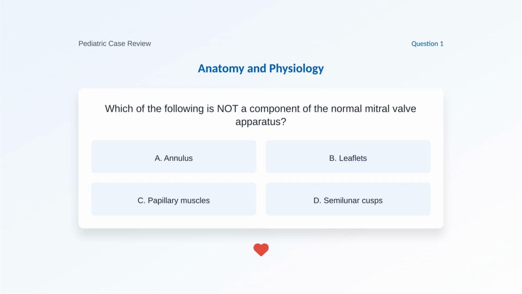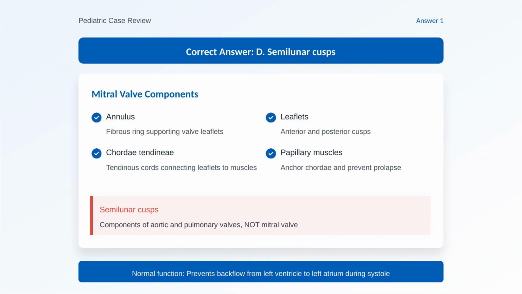This question tests your fundamental knowledge of cardiac anatomy, which is essential for understanding mitral regurgitation in pediatric patients. The correct answer is D. Semilunar cusps. The mitral valve apparatus consists of 4 main components: the annulus, which is the fibrous ring that supports the valve leaflets, the leaflets themselves, including the larger anterior and smaller posterior cusps, the chordae tendineae, which are tendinous cords connecting the leaflets to the papillary muscles, and the papillary muscles, which anchor the chordae and prevent leaflet prolapse.